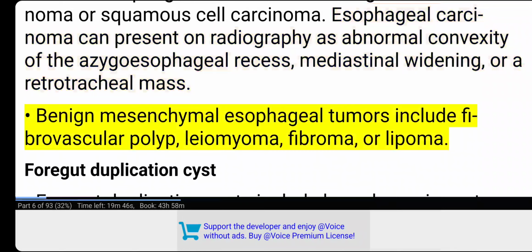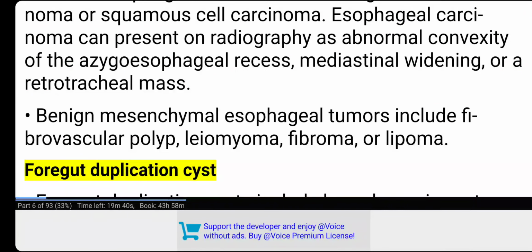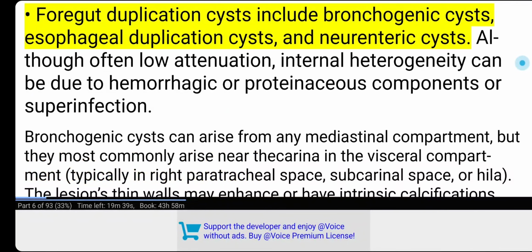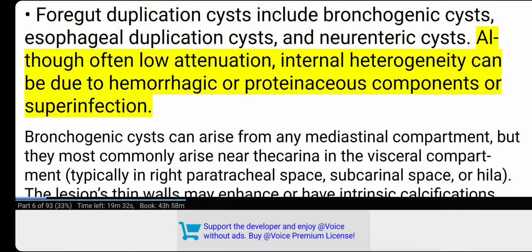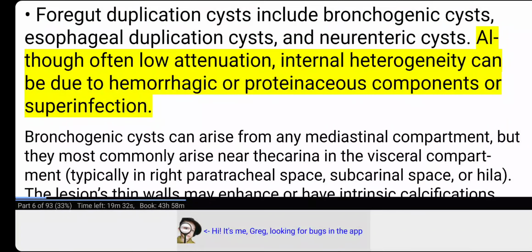Benign mesenchymal esophageal tumors include fibrovascular polyp, leiomyoma, fibroma, or lipoma. Foregut duplication cyst. Foregut duplication cysts include bronchogenic cysts, esophageal duplication cysts, and neurenteric cysts. Although often low attenuation, internal heterogeneity can be due to hemorrhagic or proteinaceous components or superinfection.